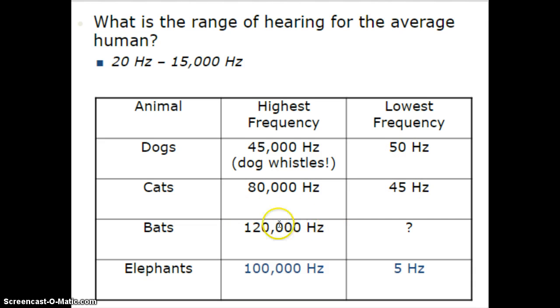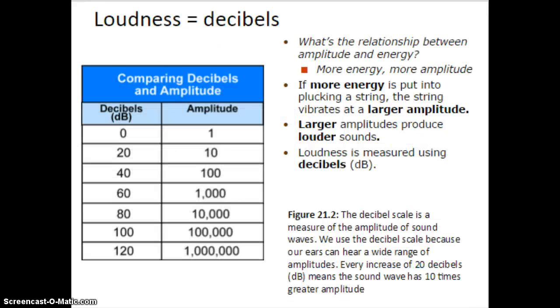Bats can hear these high frequencies. It's not exactly known what their low end range is. And then elephants have a tremendously high range as well, just like bats: 100,000 hertz and even 5,000 for a minimum. So you'll find that animals, including humans, have a wide range of frequencies in which we can hear.